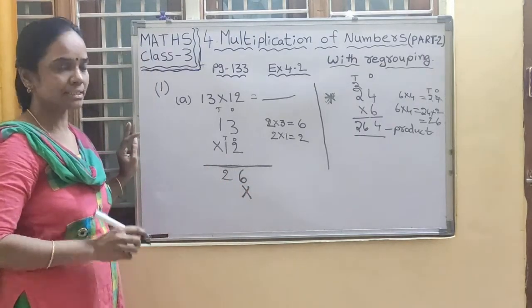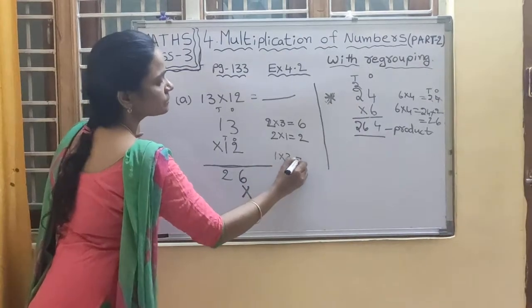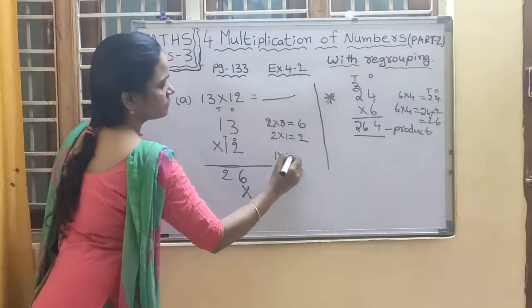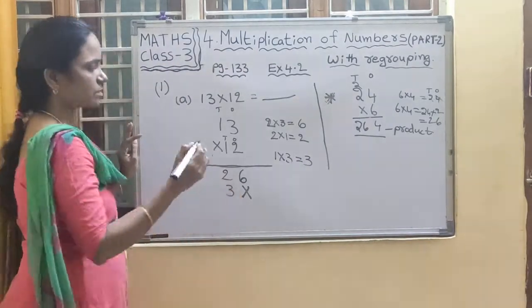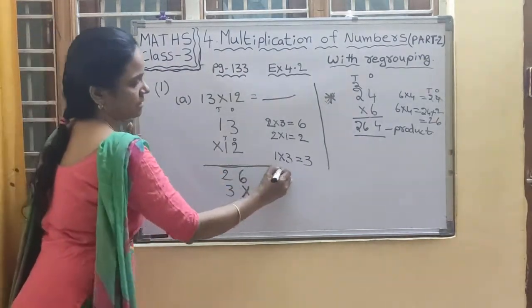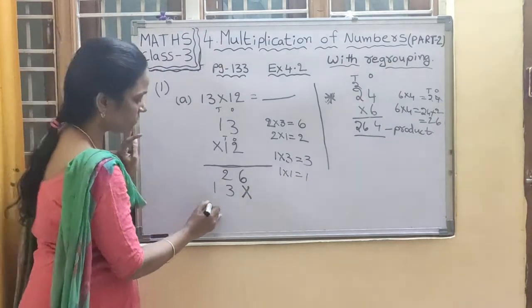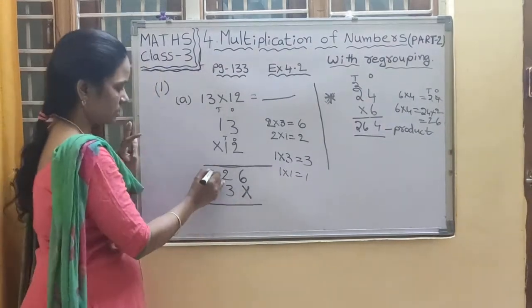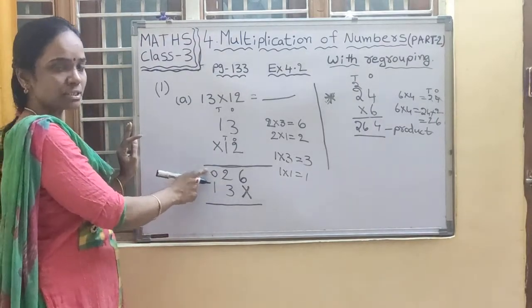Understood, children? Yes. Next 1 into 3. 1 3s are 3. Okay, write 3 at tens place. Next 1 into 1. 1 ones are 1. So at hundreds place write down 1. So here in the first line put 0 at hundreds place.